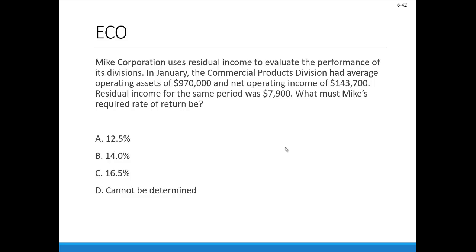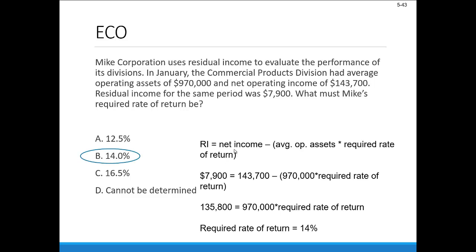Let's try another question here. Mike Corp uses residual income to evaluate the performance of its divisions. In January, the commercial products division had average operating assets of $970,000 and net income of $143,700. Residual income for the same period was $7,900. What must Mike's required rate of return be? Pause this, work through that, and then come back for the solution here.